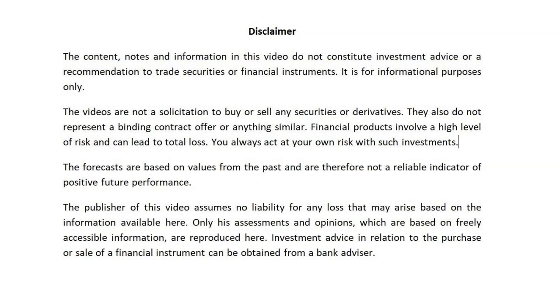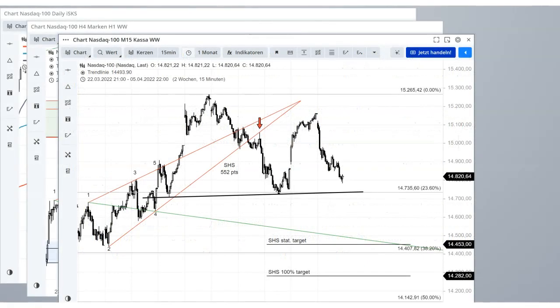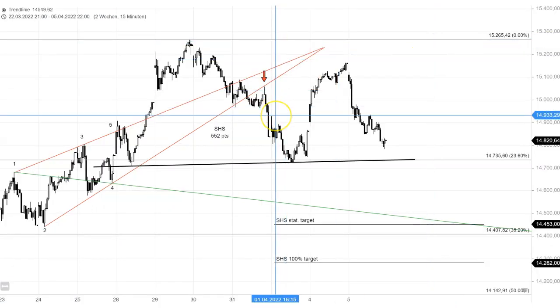Hey folks, we're gonna have a look at the Nasdaq now. I got 3 charts for you, so it's going to be a bit longer. We walk through various time frames from 15-minute all the way up to the daily for a big picture. And we're gonna start off with a 15-minute time frame.